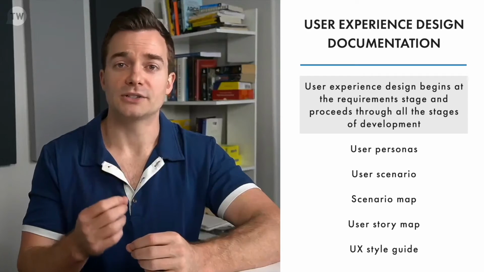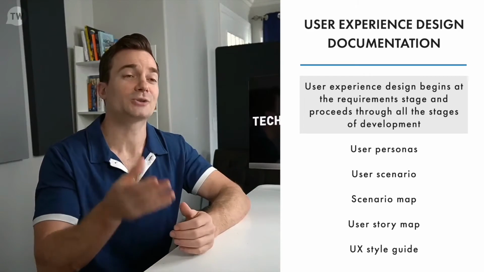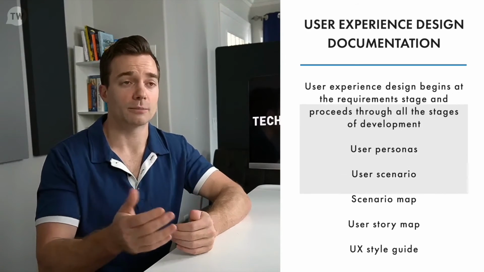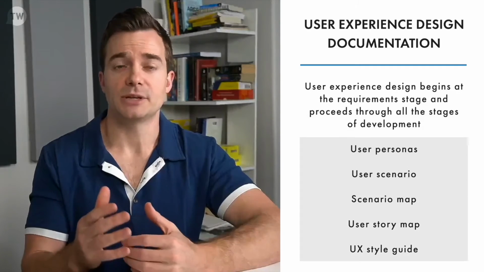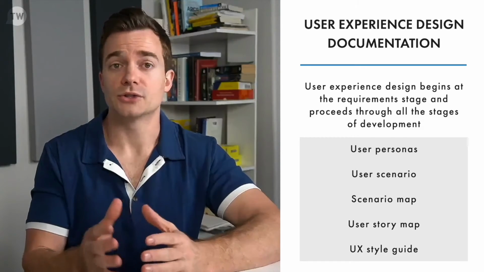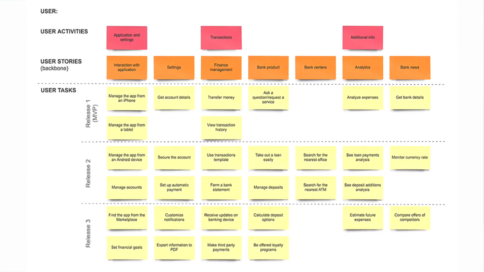And the second system documentation is the user experience design documentation. The UX design process includes research, prototyping, usability testing, and the actual design part, during which a lot of documentation and deliverables are produced. UX documentation can be divided into stages. The research stage includes user personas, user scenario, scenario map, user story map, and user experience style guide. Here's an example of a user story map documentation so you can understand the elements that make it up.